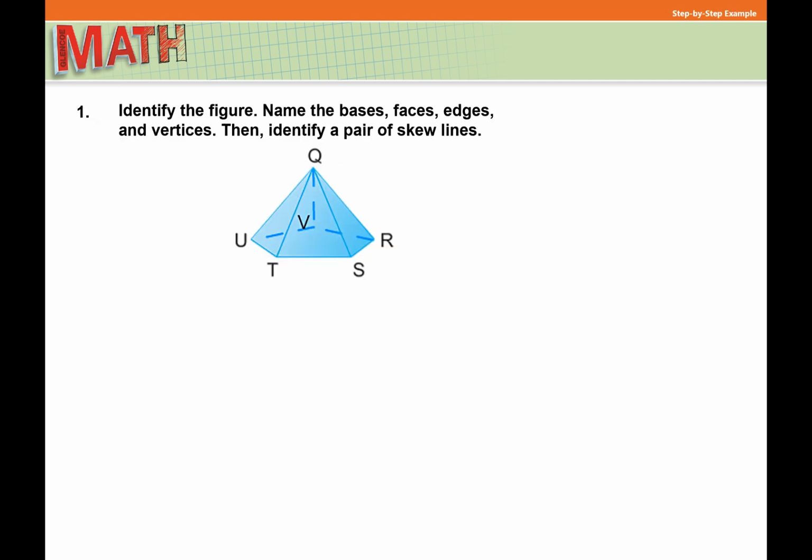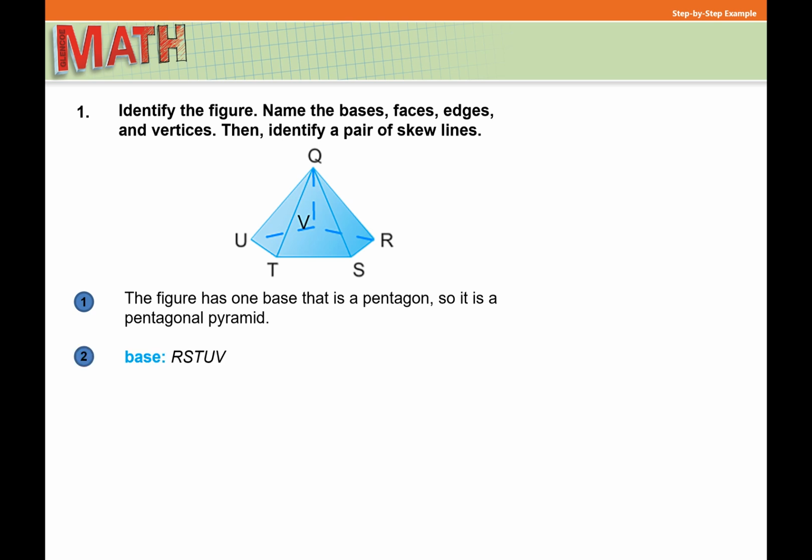Okay, so let's identify the figure. We'll name the bases, faces, edges, and vertices, and then we're going to identify a pair of skew lines. Okay, so the figure has one base. All right, this is one of those rare cases where we only have one base, and that base is a pentagon. So it is a pentagonal pyramid. Okay, a pyramid only has one base. Whatever the shape of that base is what we will name it. So it is a pentagonal pyramid.